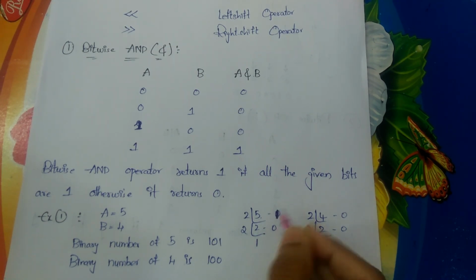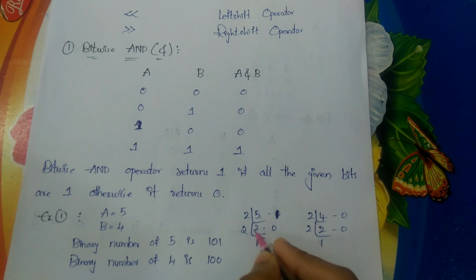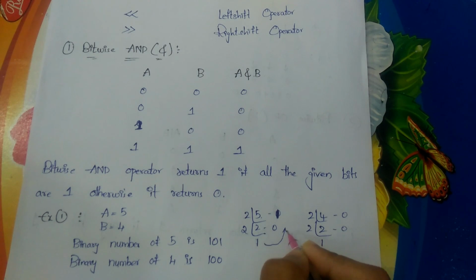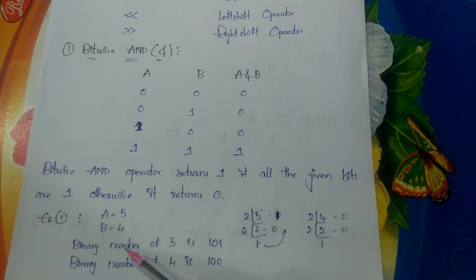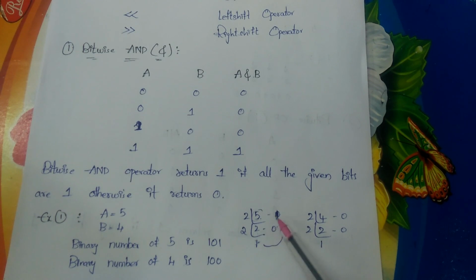Just write the 1 here. Now 2 1s are 2, so when we multiply 2 into 1, we get 2. So the remainder is 0. Now we just have to go from the down to the up. So the number we got is 101. This 101 is the binary number of 5. Therefore the binary number of 5 is 101.